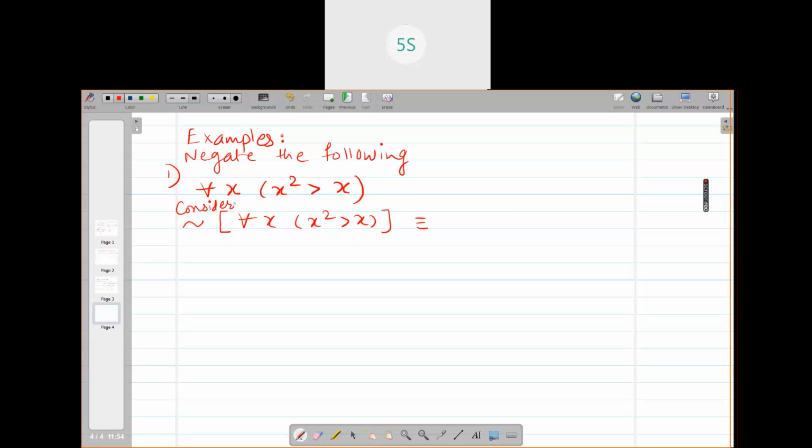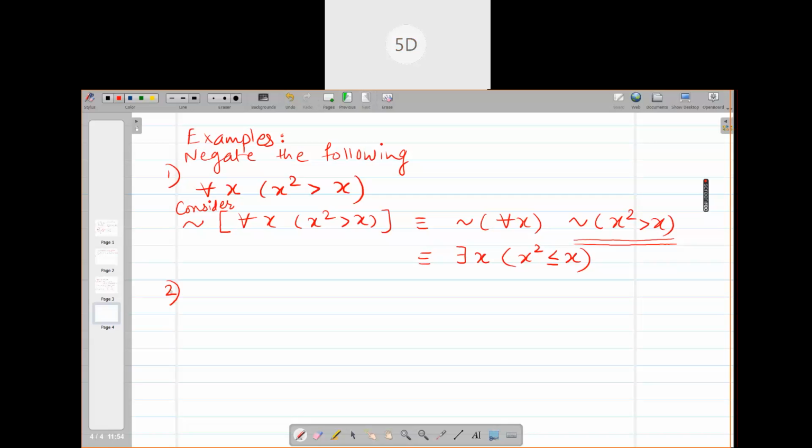Now what will happen? What will be negation of for all x? It will be negation of for all x, and it will be negation of x square greater than x also. So negation of for all x will be there exists x. And what is negation of x square greater than x? Tell me. x square less than or equal to x. Exactly. Do you understand it? All of you understand it? Yes, ma'am.